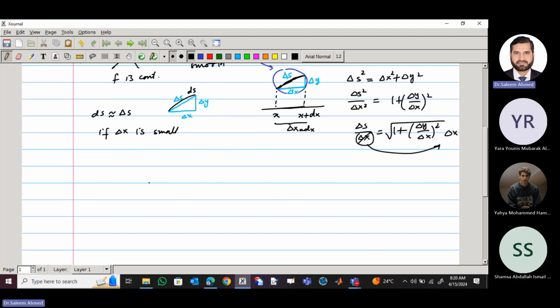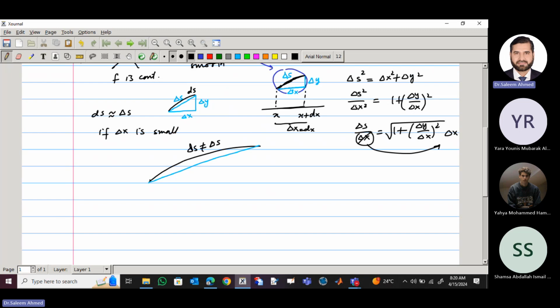Let's say I take a big portion of a curve like this, and now we are taking a straight line. You see, there is a big difference between these two. A straight line and this curve, there is a big difference, right? Here, delta s and ds are not approximately equal. They have a lot of distance.